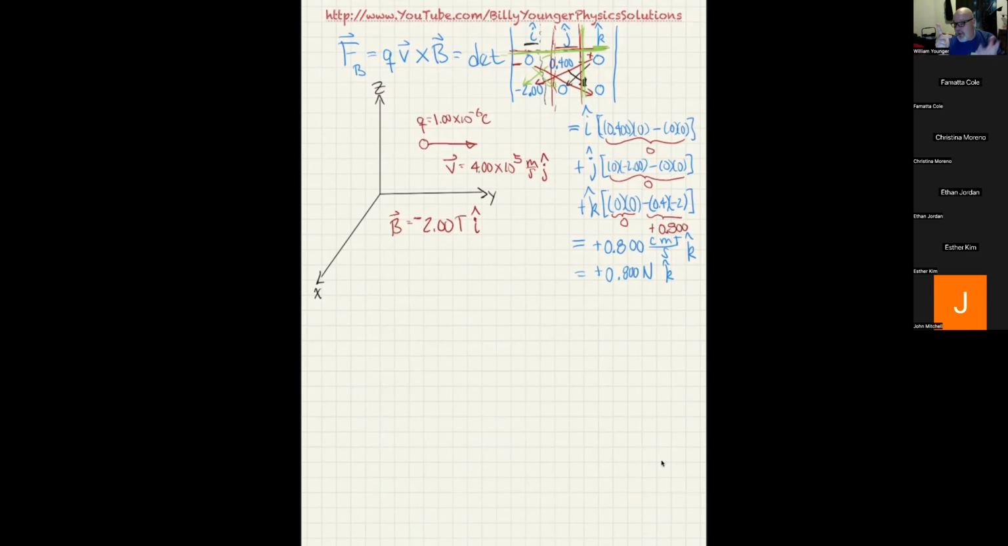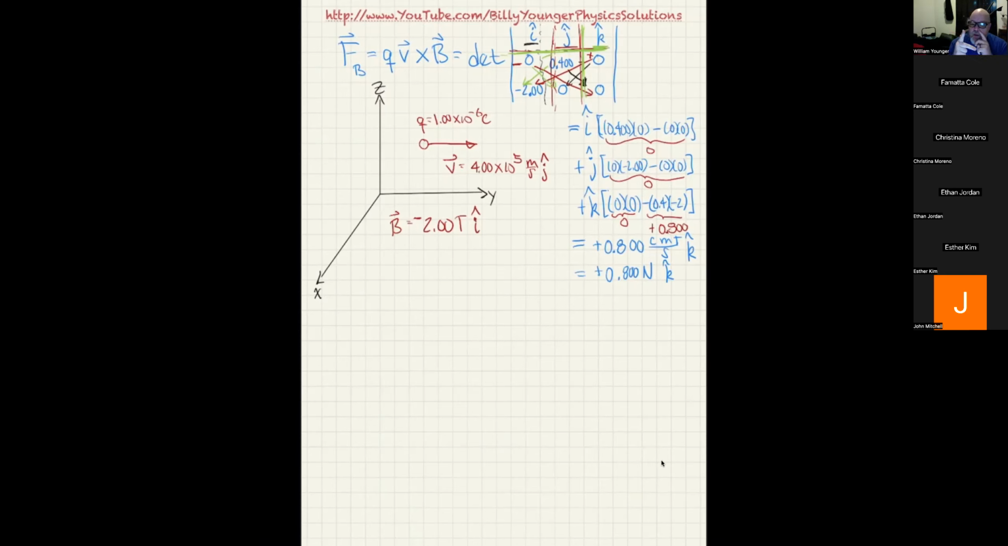That means if Q is negative, you're going to put it the opposite direction of V. Your middle finger points in the direction of the magnetic field. Middle finger, direction of the magnetic field. And then your thumb will point in the direction of the force.